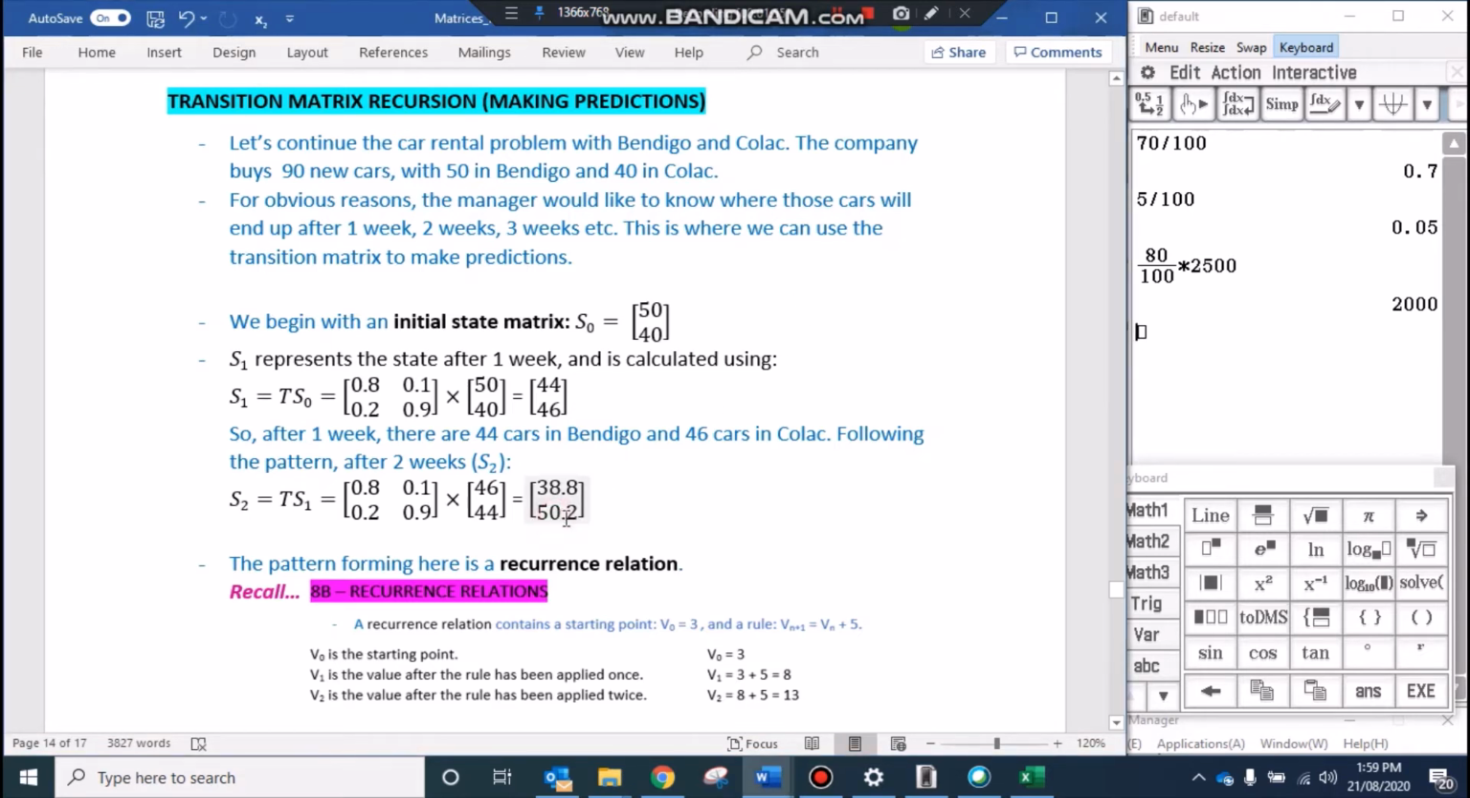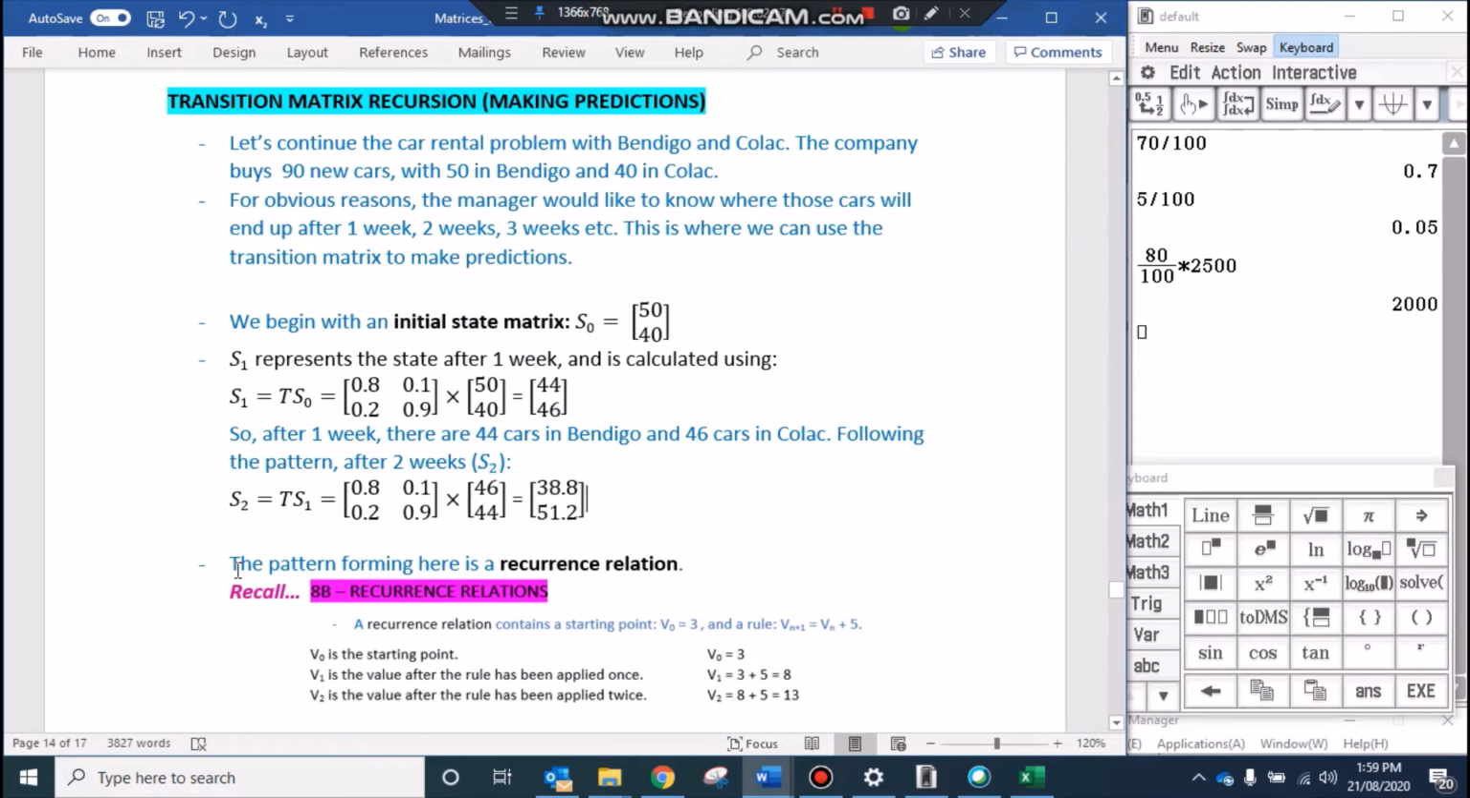In fact, I've just realised that those two numbers need to sum to 90 because we're not adding or removing any cars here. So these two numbers have to add to 90 because there are 90 cars total. So that should have actually been 51. So there's 39 cars at Bendigo and 51 cars in Colac.